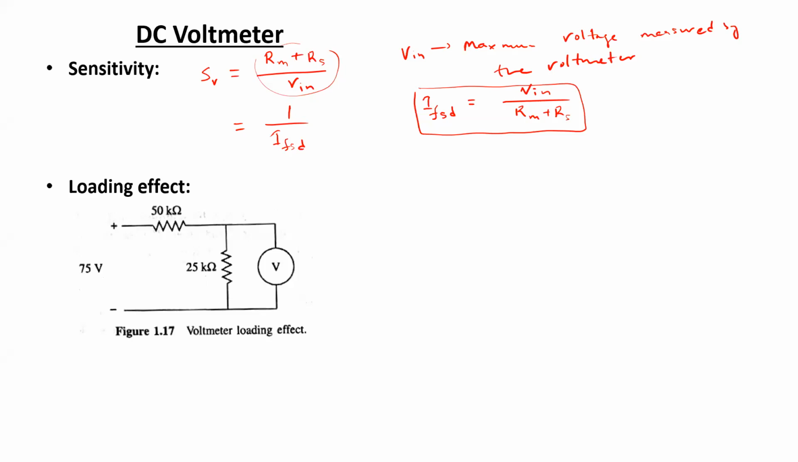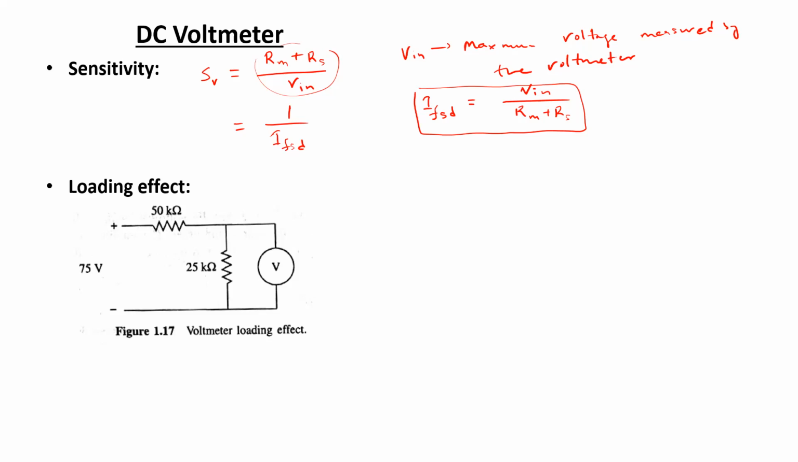Now, for voltmeters, the loading effect also takes place considering the internal resistance of the voltmeters. In case of voltmeters, as they are connected in parallel with the load across which the voltage needs to be measured, if the resistance of the voltmeter is too low compared to the load, then the voltmeter itself draws a significant amount of current, or the major portion of the current flows through the voltmeter rather than flowing through the load itself.